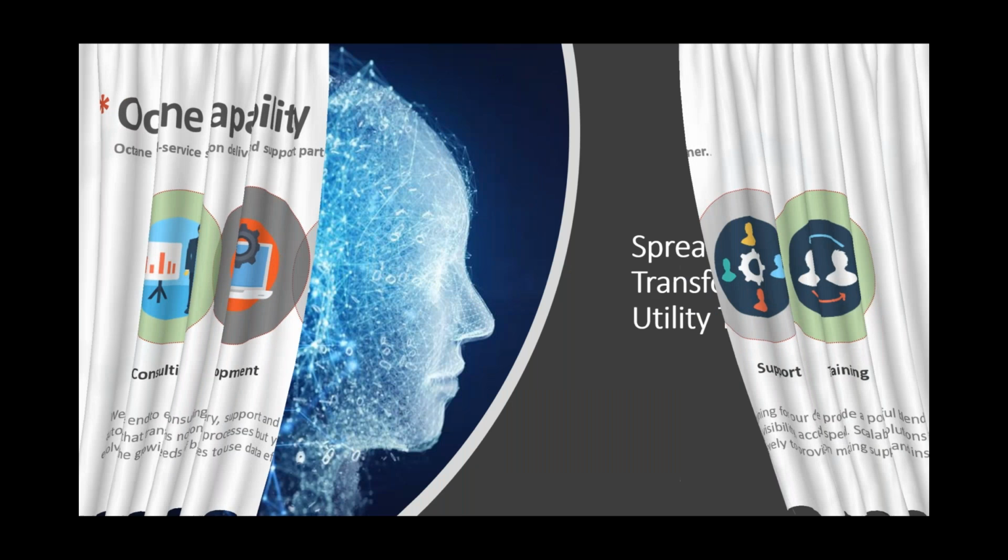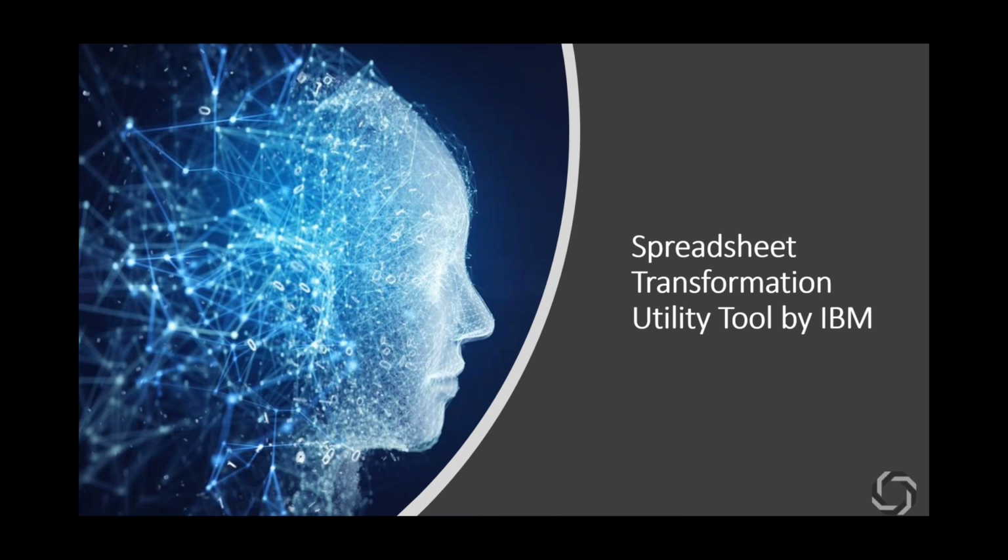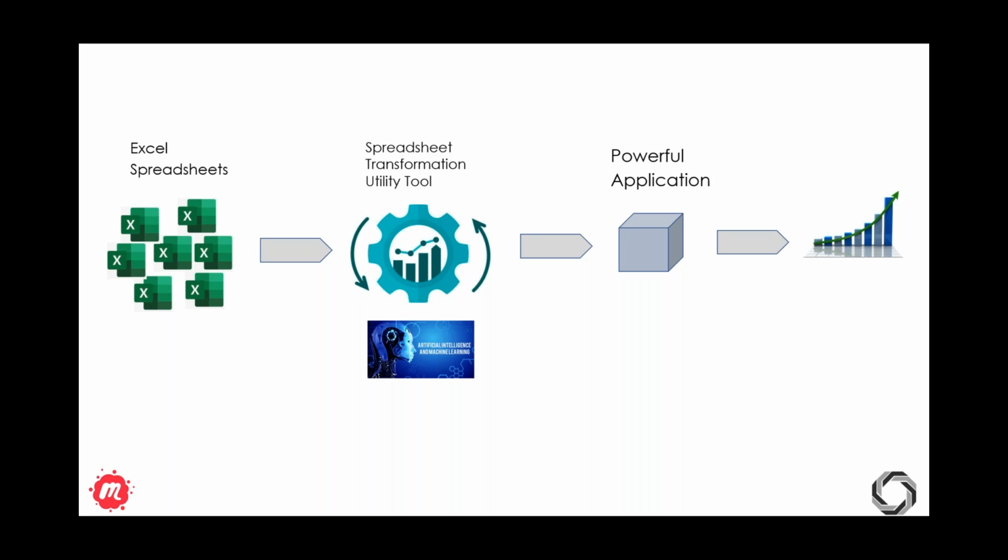So today's topic, as I mentioned, is going to be about the Spreadsheet Transformation Utility from IBM. The IBM Planning Analytics trial features provide this tool, which is probably what we'll be covering in today's session. The Spreadsheet Transformation Utility uses model-driven engineering, artificial intelligence, and machine learning to help convert your Excel spreadsheets into powerful applications that enable collaboration and acceleration to drive performance in your organization.